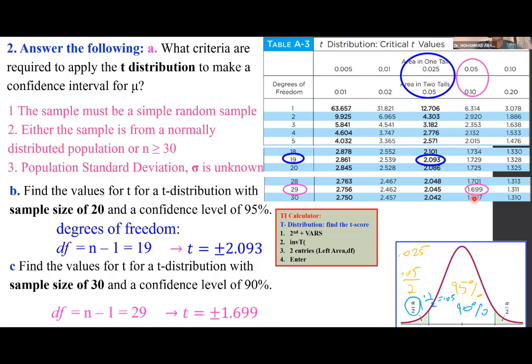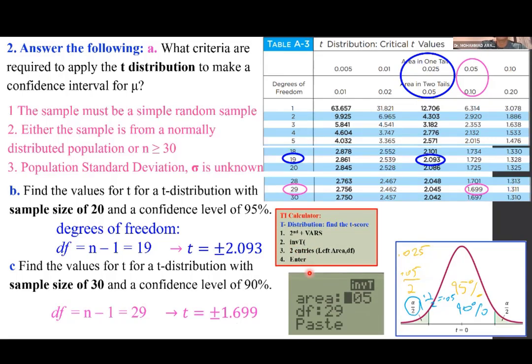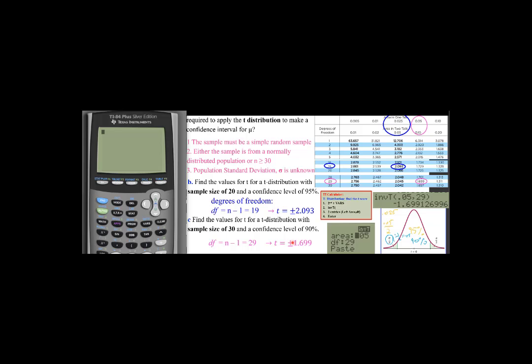For example, the second one. Okay, so we go with t-distribution, find the t-score, second vars, or variables, inverse t. So we are going to put the area of 0.05. Area on the left side is 0.05. Degrees of freedom is 29, and that gives us negative 1.699, of course, with more decimals. And because we know we are dealing with a confidence interval, plus minus. That's how you use the technology in this case.